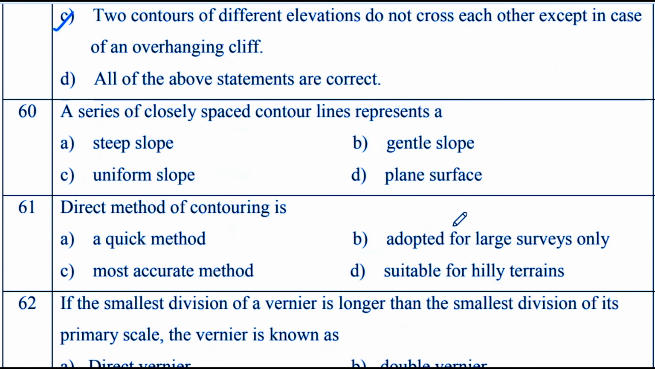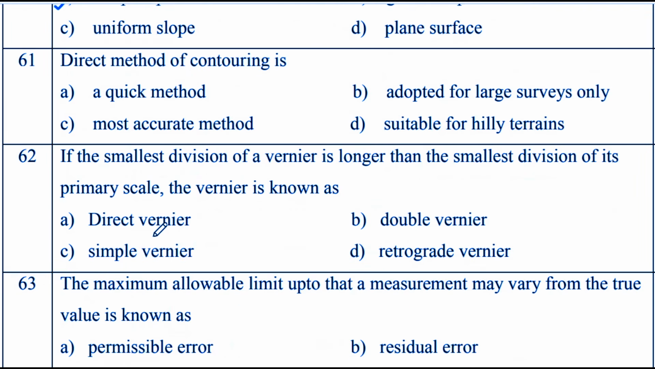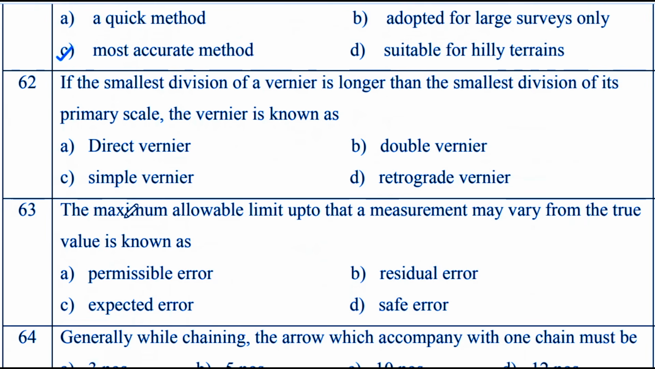A series of closely spaced contour lines represents a steep slope. The direct method of contouring is the most accurate method. If the smallest division of a vernier is longer than the smallest division of its primary scale, then the vernier is known as retrograde vernier.